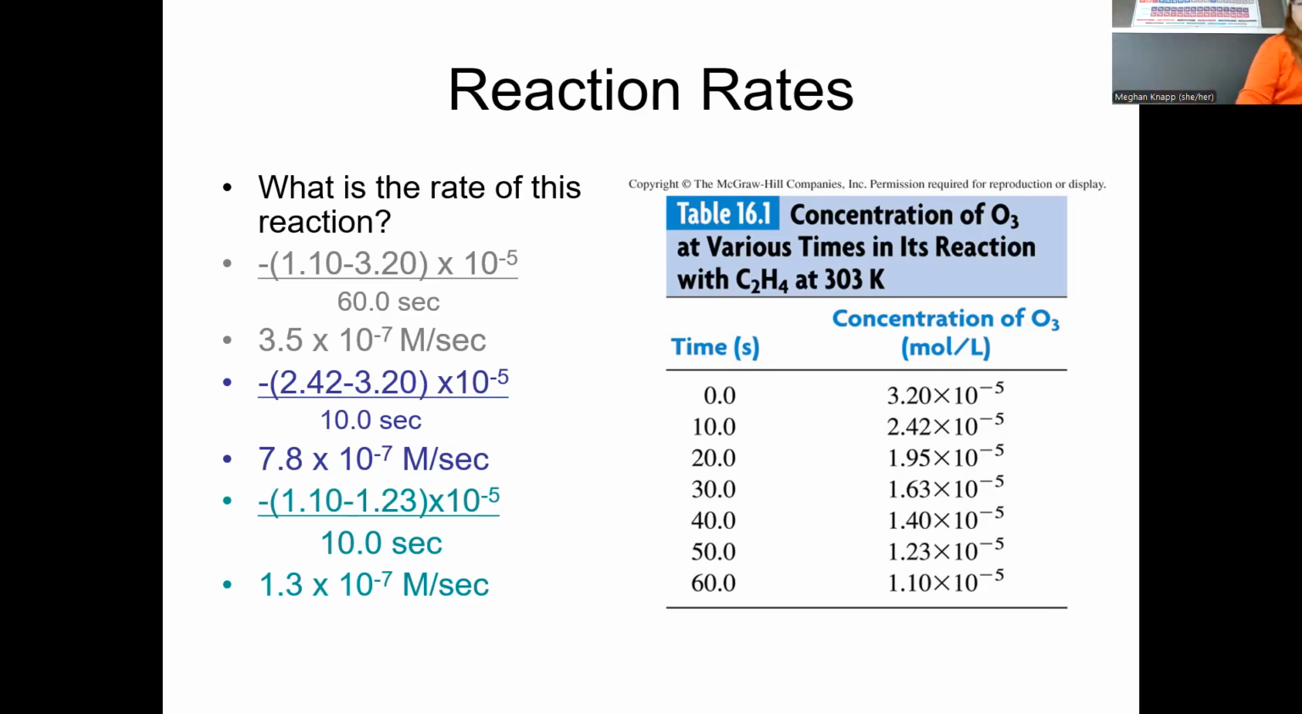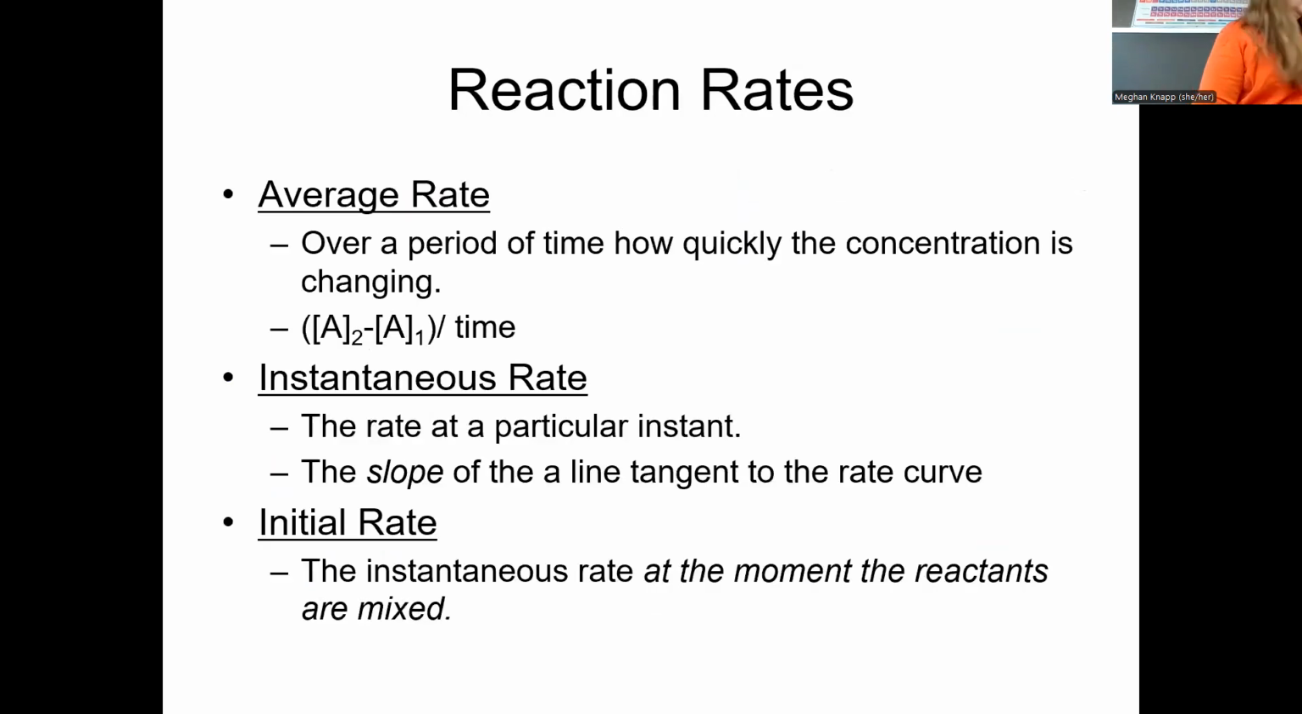Okay, so this is just the graph that you have. What are the things that we looked at? We looked at the average rate over a period of time. And that's what each of those calculations was. And so we have concentration 2 minus concentration 1 divided by time. Since it was a reactant, we had a negative in front of this. If it was a product we were looking at, we would not put the negative. Final answer is always positive.